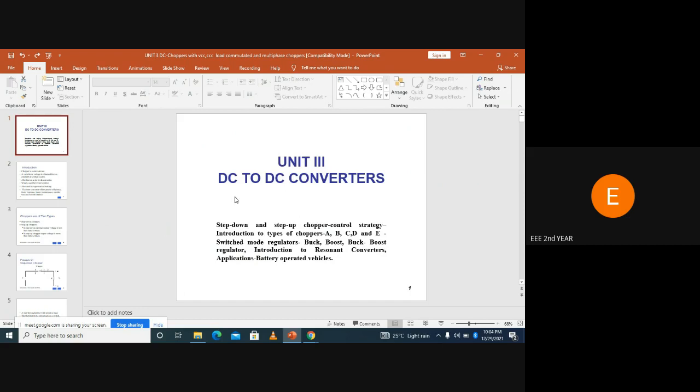Under this topic, we are going to discuss the following: step down and step up choppers and control strategies, then an introduction about choppers and the classes of choppers, and switched mode regulators, the different types of switched mode regulators which are used in DC to DC converters.